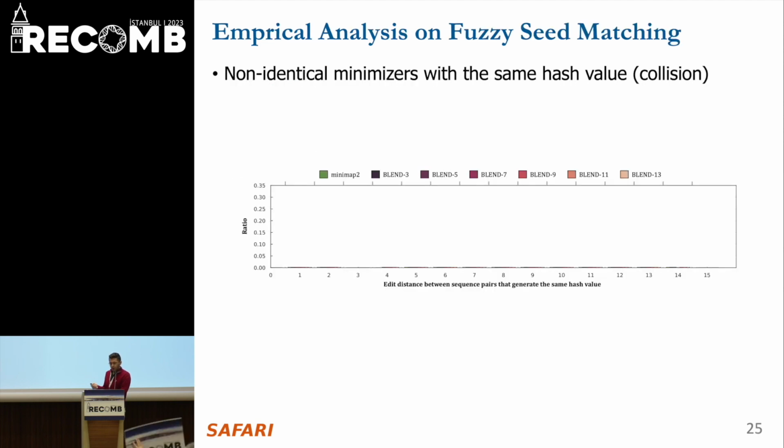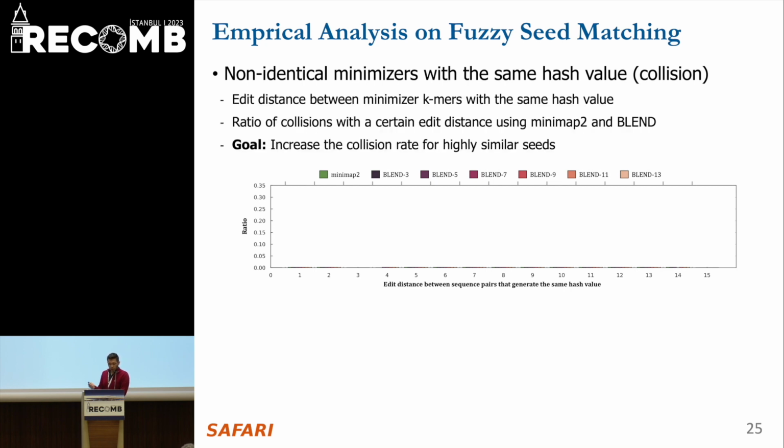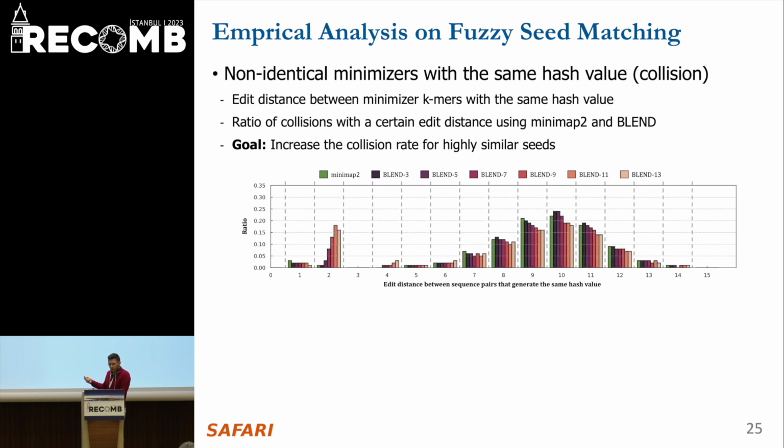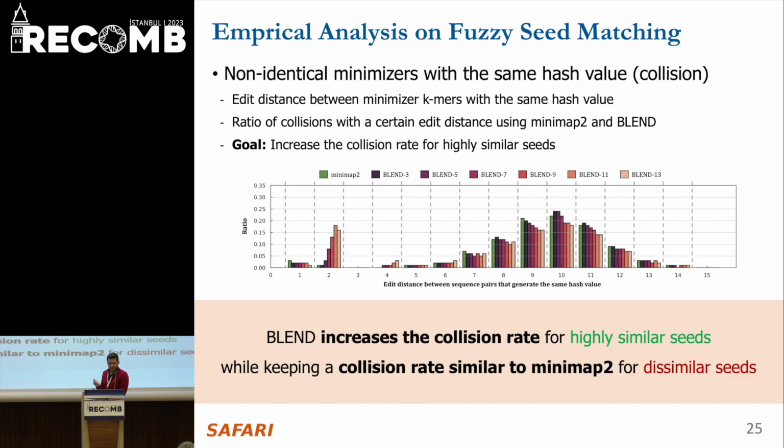So before showing you these results, I want to show you some empirical analysis that we did for fuzzy seed matching. We calculate the edit distance between collisions using Minimap2 and Blend. What we see is that there's a nice Gaussian distribution of the collisions when using Minimap2 because we have low collision hash functions. But when we use Blend, there is a slight change in the distribution towards generating collisions for highly similar seeds. So Blend increases the collision rate for highly similar seeds while keeping the collision rate similar to Minimap2 for dissimilar seeds.